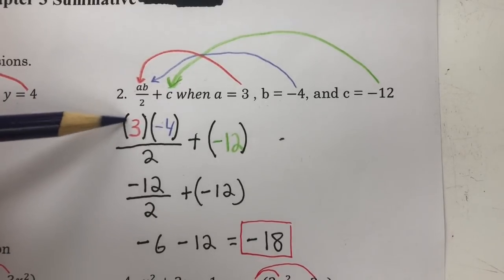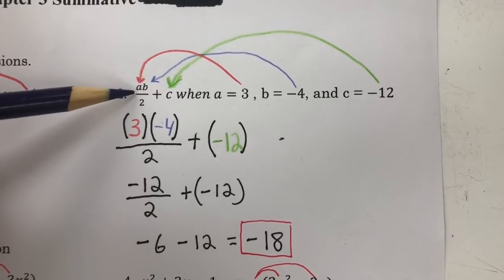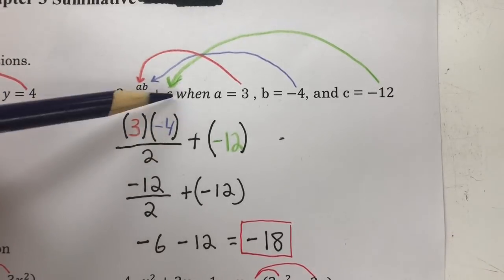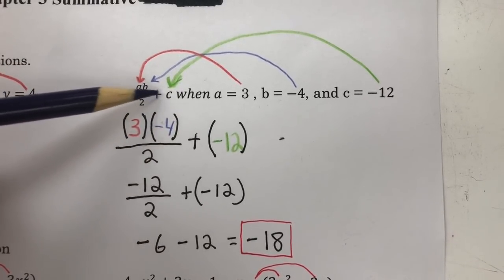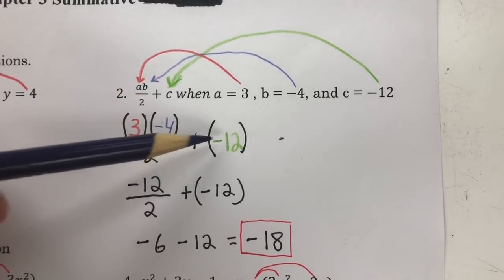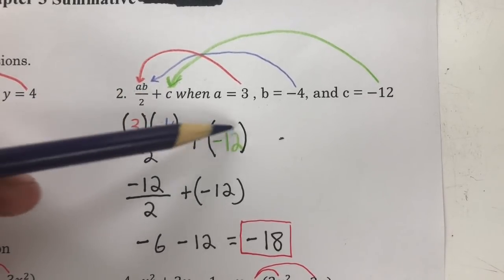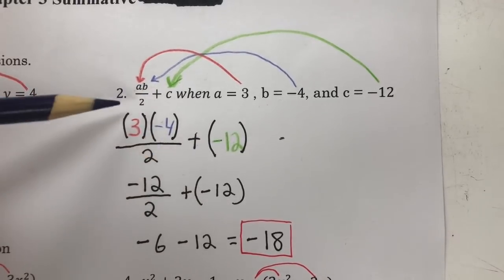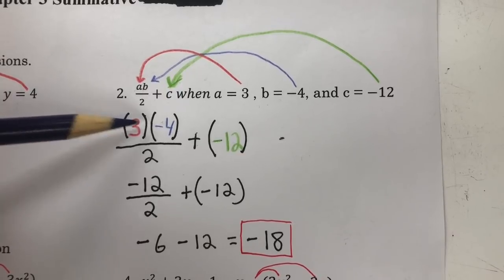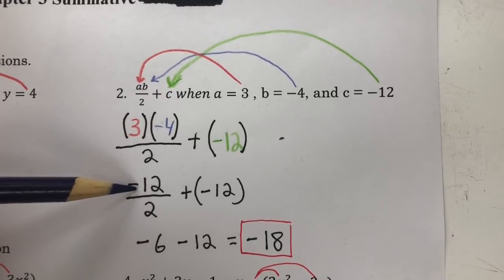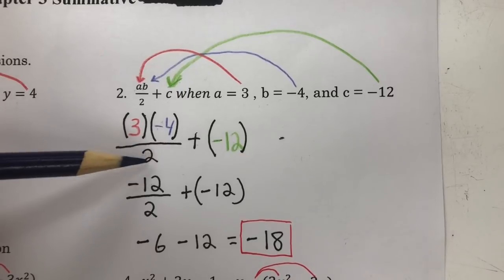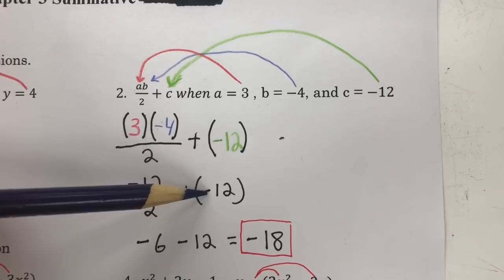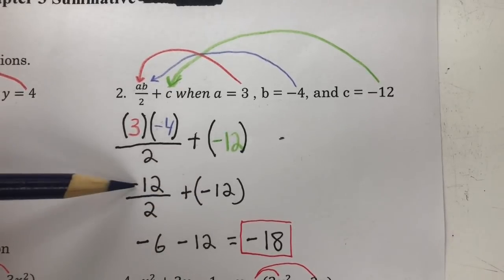I always like to put parentheses around where the variables are, and that way it helps me organize it, and especially if there's a negative, if this was a minus c, then we would make sure that the negative 12 doesn't get confused with this operation sign here. So 3 multiplied by negative 4 is negative 12. And then I bring down the denominator with it. And then I bring negative 12.